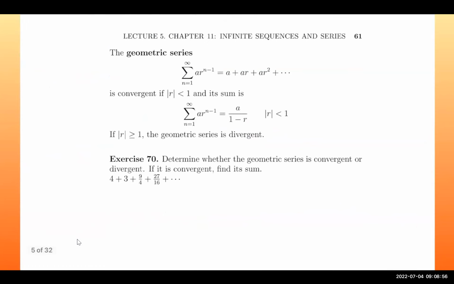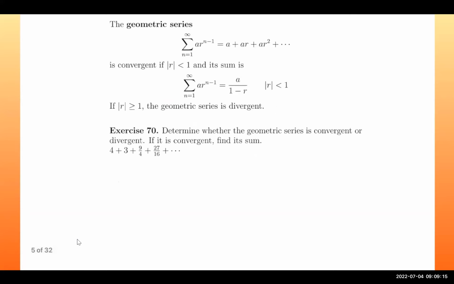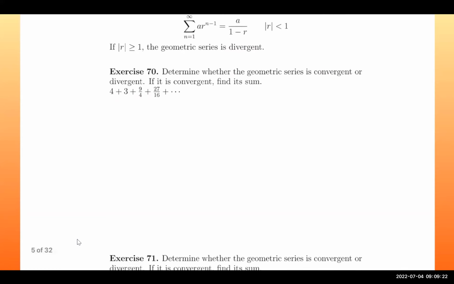So they define what a geometric series is. We kind of looked at this last class, or last section, but essentially if you have something in this form, then it's convergent if the absolute value of the common ratio is less than 1. And if it is convergent, then you can find the sum of the series by using this formula. If the absolute value of r is greater than or equal to 1, then it's divergent. So let's determine whether this geometric series is convergent or divergent. If it is convergent, let's find the sum.